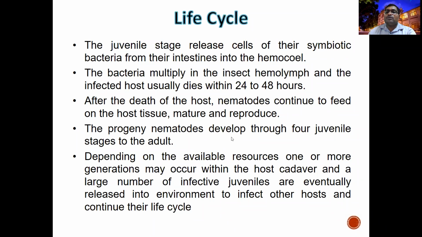And progeny nematodes develop through the 4 juvenile stages to the adult: J1, J2, J3, and J4. And again, they sexually mature, lay eggs and die. In this way, the life cycle of this nematode completes. Depending on the available resources, one or more generations may occur within a host cadaver. A number of infective juveniles are eventually released into the environment to infect other hosts and continue their life cycles.